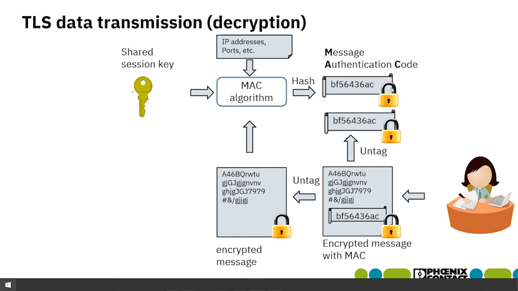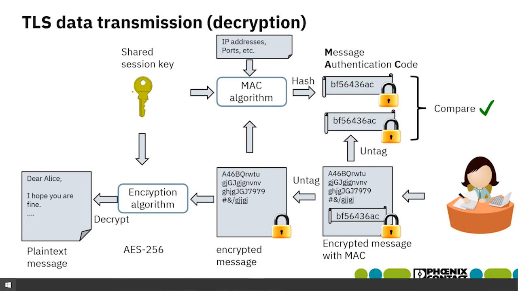Now the MAC of the received message is compared with the hash, or the MAC, that was shipped with the message. And if they are both the same, Alice knows that the sent message is exactly what she has received, so there has not been a change. And if that is valid, then she can start to decrypt the message. So she uses the same algorithm to decrypt the data with the shared session key, and at the end, she will have the plain text message. So basically the reverse of the encryption.